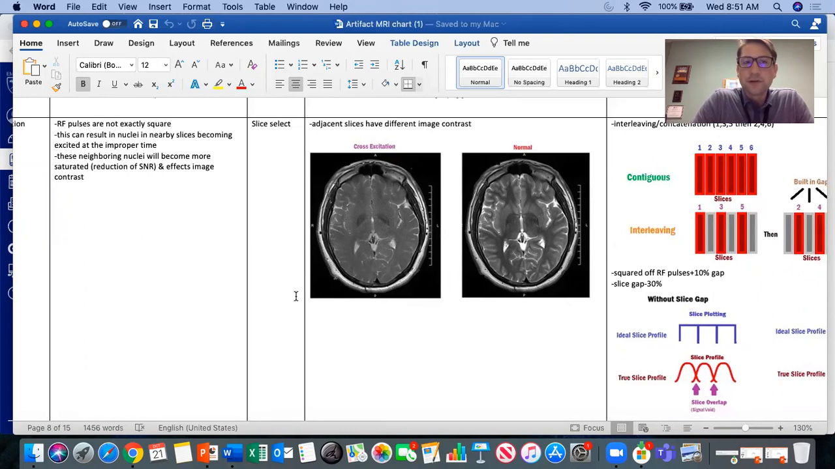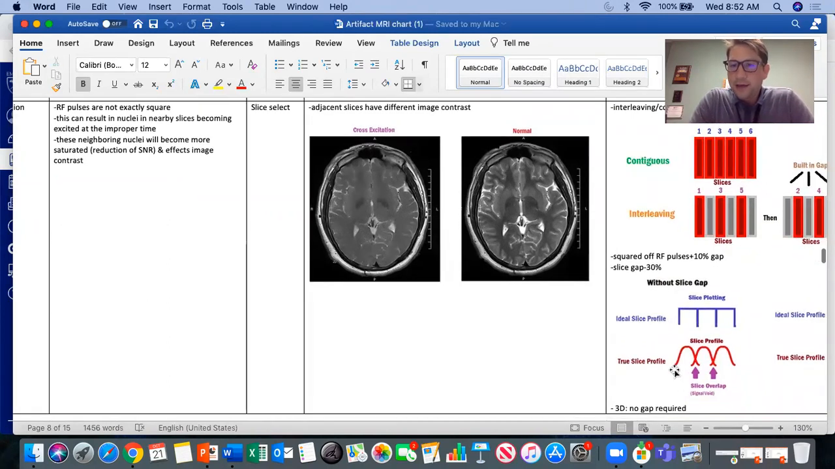So these neighboring nuclei will become more saturated. We know if it's saturated, partial or complete, we're going to have a reduction of our signal. And this affects the image contrast, basically how we visualize these tissues. We're not going to really see the difference between the white and gray matter. We're not going to see the difference between the CSF fluid and the brain tissue.